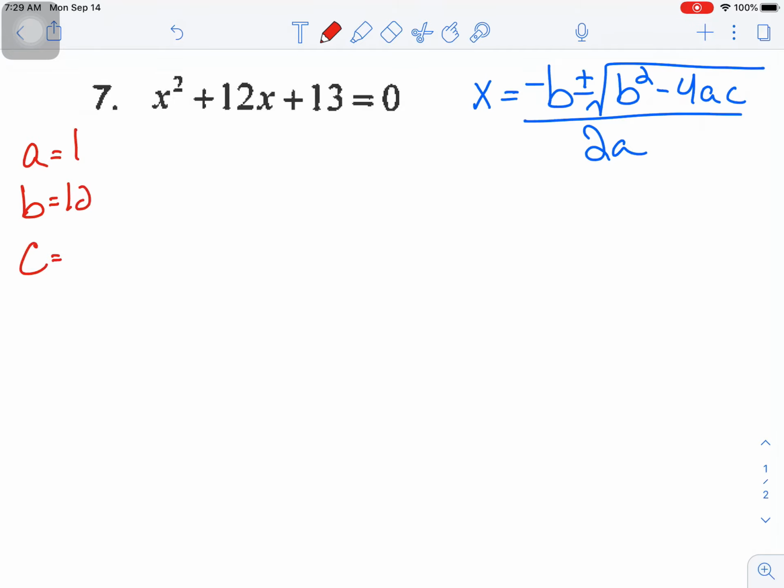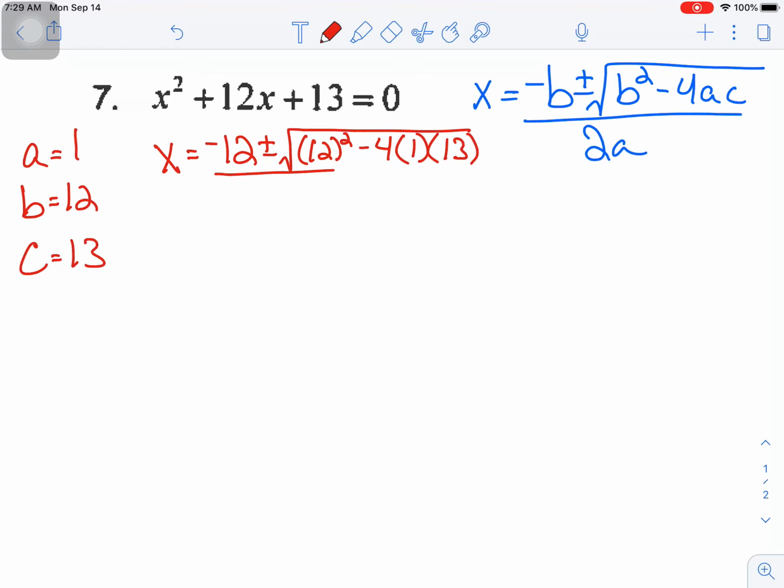And then basically, from your standard form equation, identify a, b, and c. So a is 1, b is 12, c is 13. And these values are going to be used as replacements in the formula. All right, so let's see what we got. We've got x is equal to the opposite of b, so the opposite of 12 is negative 12, plus or minus the square root of 12 squared minus 4 times a times c, all over 2a.